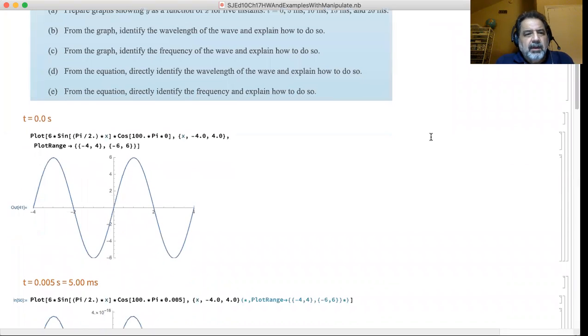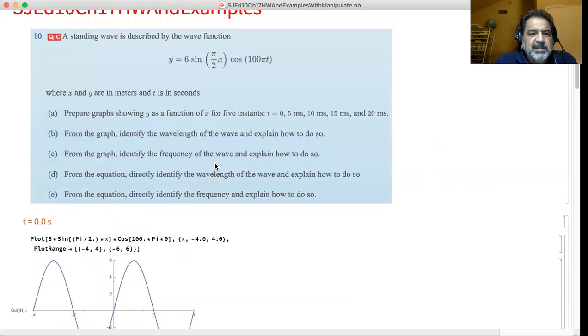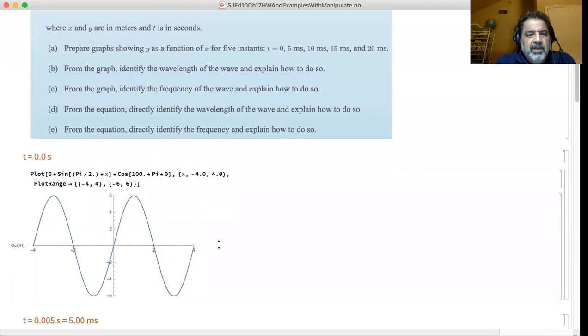So, not wanting to plot it by hand, I pulled out Mathematica and put together a little plot. You can see it's the same 6 sine of pi over 2 times x times cosine of 100 pi t. In the first case, it's t equals 0. So there's the 0. And I just let x go from -4 to 4, and I gave it that particular plot range.